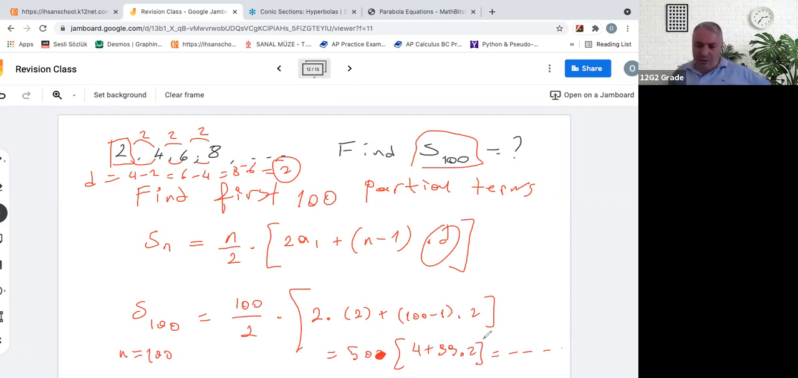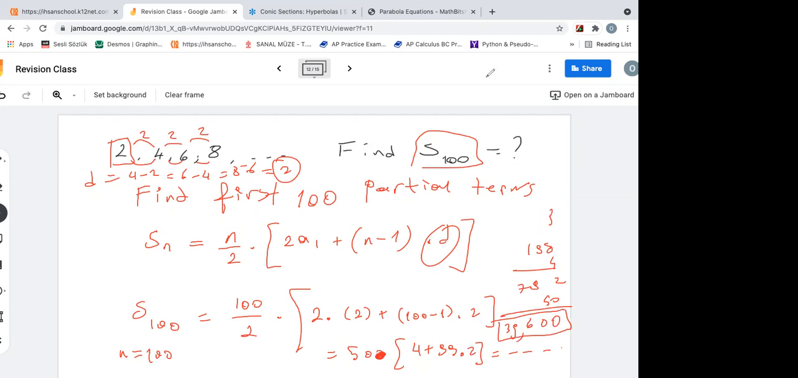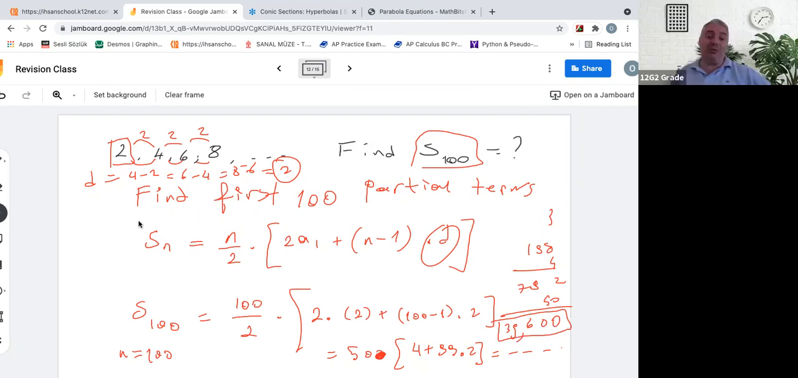I don't want to do it, or I can do it if you wish. It will be 200 minus 198 times 4. This times this, so that's the answer, 39,600. But use the calculator, no need to do this. Is it okay? Easy, but you should know this formula, otherwise it is difficult, not easy. You should know this formula.